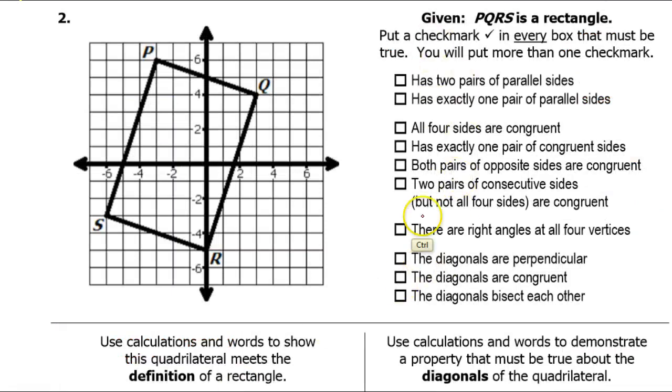All right, I'm going to check off any of those things that I see. So, it has 2 pairs of parallel sides. Yep, that's true for all parallelograms. Opposite sides are parallel. It has exactly 1 pair of parallel sides. No, we just said there were 2. All 4 sides are congruent. Nope, that's a rhombus. Has exactly 1 pair of congruent sides. Nope, both pairs of opposite sides are congruent.